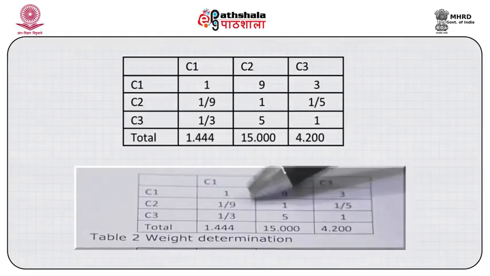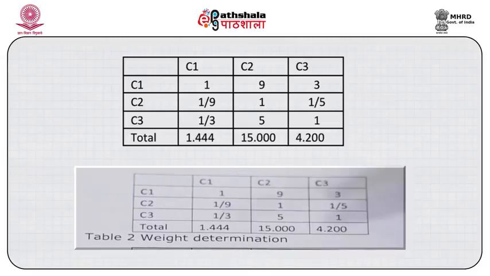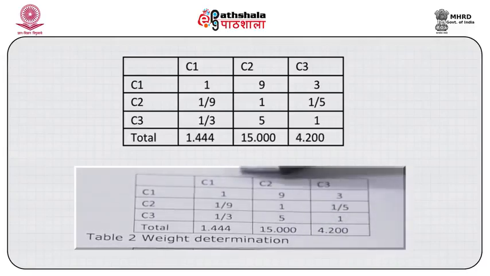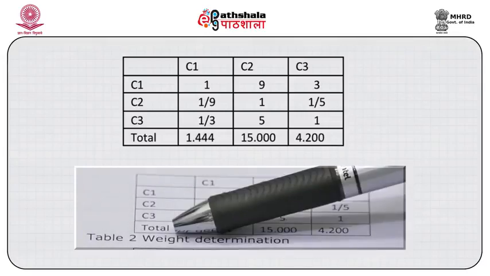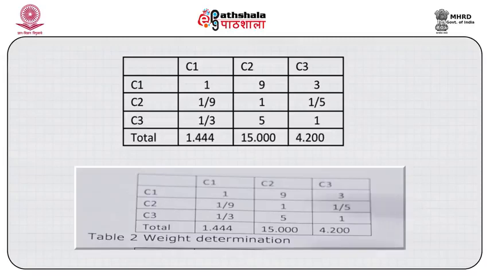The diagonals are representing 1. The 1, 1, 1 is actually between C1, C2 and C3 itself. So that is your diagonal. Above the diagonal is the relative importance for each of the factors with the other layers. Below the diagonal is just the reciprocal of what was above. So this is your comparison matrix for the 3 layers.